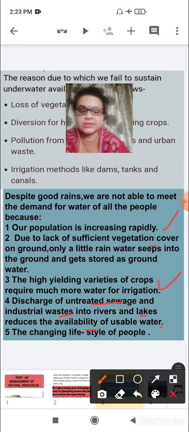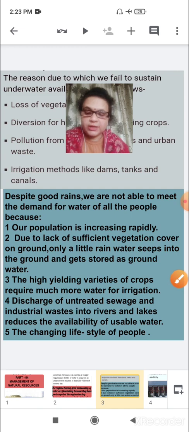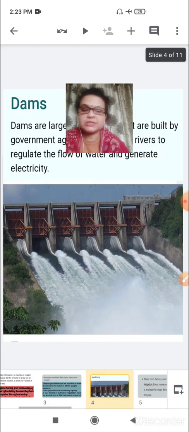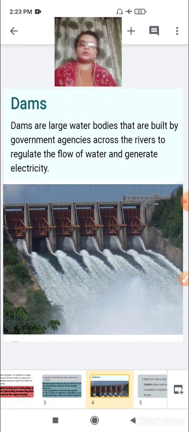So now for this, what practices have been followed? The first thing we will study is dams. What are dams? You can see a picture of dams. Dams are large water bodies built by government agencies across rivers to regulate the flow of water and generate electricity. So dams are very useful to regulate the flow of water.